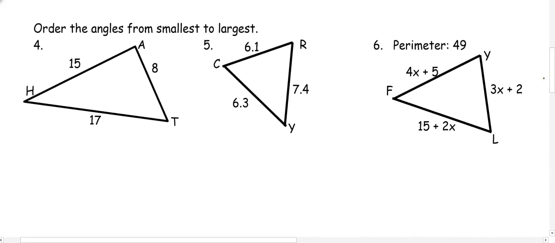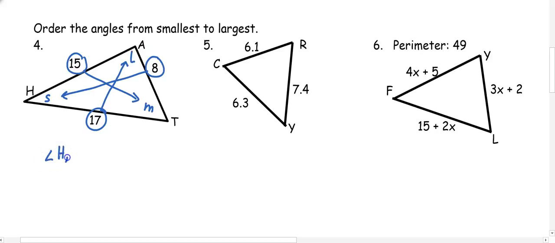Now let's try going the other direction. We're going to order the angles from smallest to largest, so we're going to use the sides to help us order. 8 is the shortest side, and it's across from the smallest angle. 15 is the middle side, which is across from the middle angle. And 17 is the longest side, which is across from the largest angle. So angle H is my smallest, and then angle T, and then angle A.